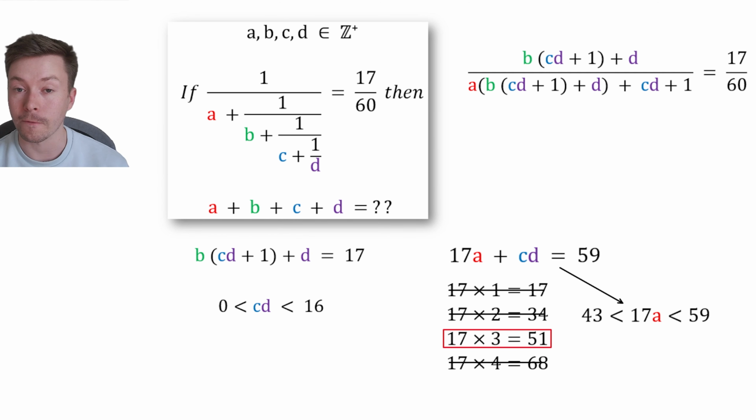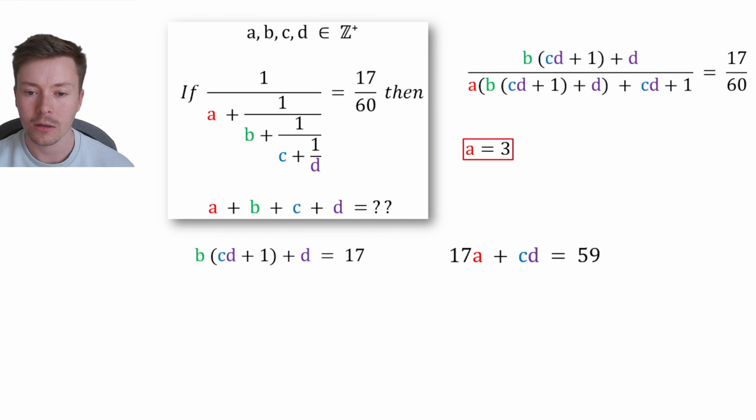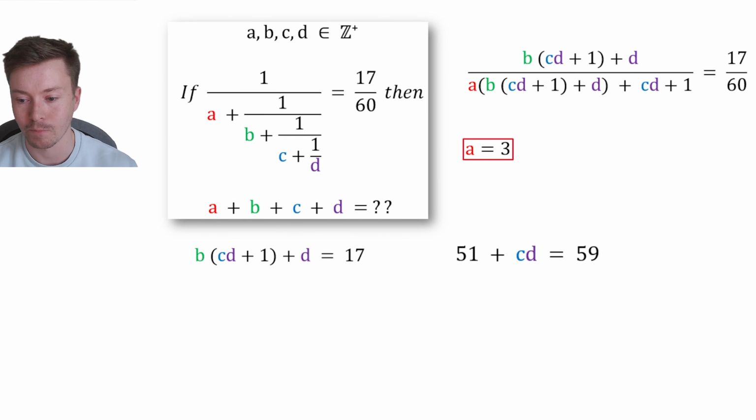17 times 3 is equal to 51. So 17a is equal to 51, and a is therefore equal to 3. So we substitute this in. We get 51 plus CD is equal to 59. We know 17a is 51, it has to be. Rearranging that, we're going to get CD is equal to 8.